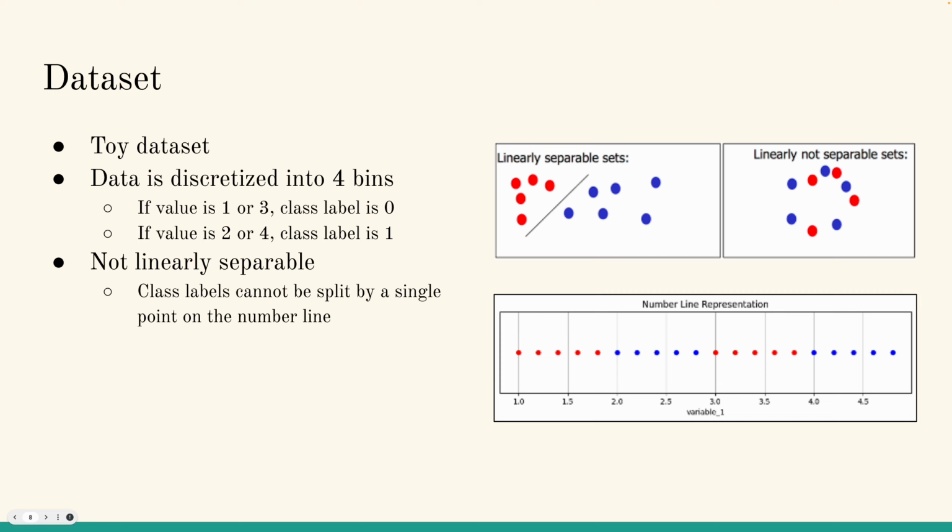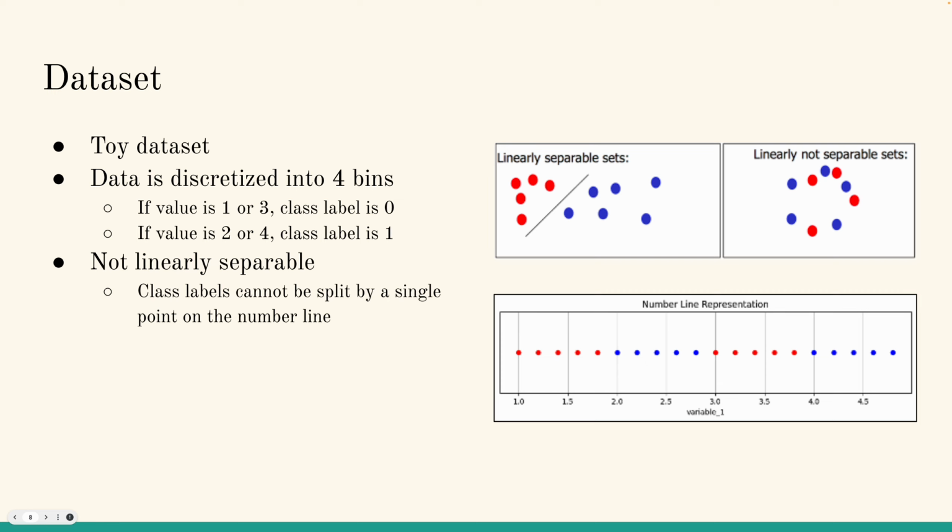Next, I would like to discuss more about the data set. But before diving directly into the data set, I first want to discuss this concept of linear separability. Linear separability is when we have class labels that can be divided by a linear decision boundary.